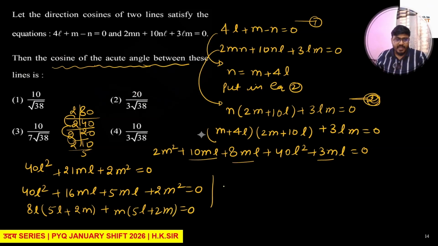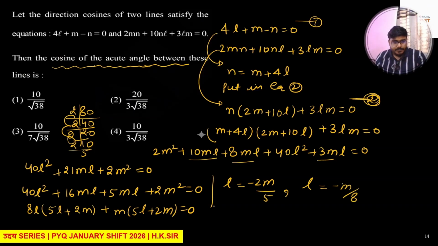So from here you can say l equal to minus 2m by 5, and l equal to minus m by 8. So there are two values of l, because two lines are there. This is the direction cosine, so we will find the values of l, m and n. Case 1: l equal to minus 2m by 5, and case 2: l equal to minus m by 8.